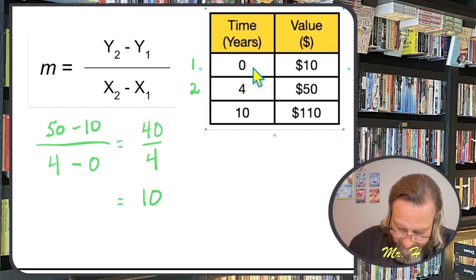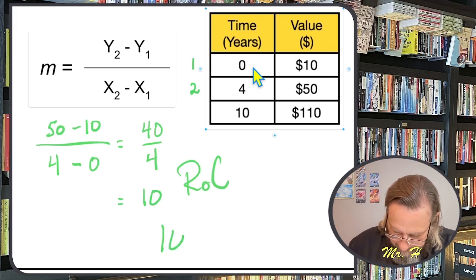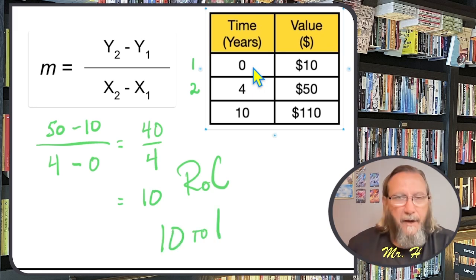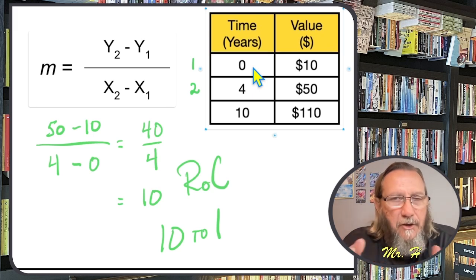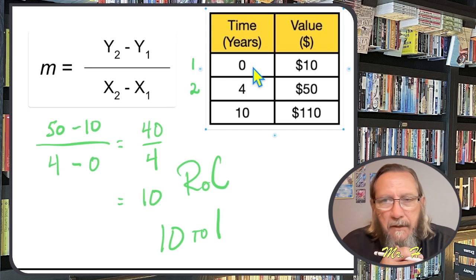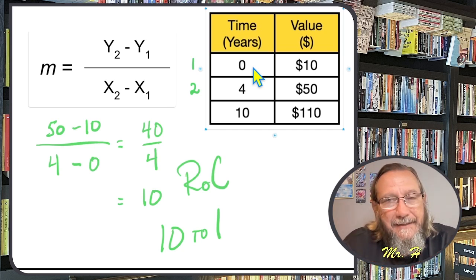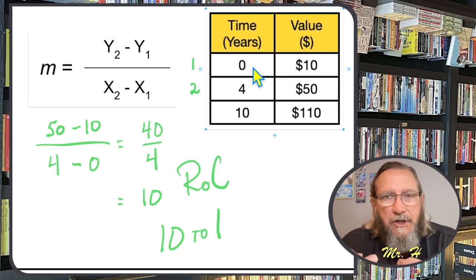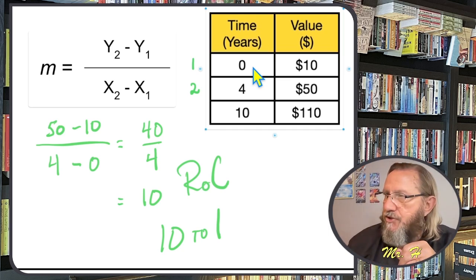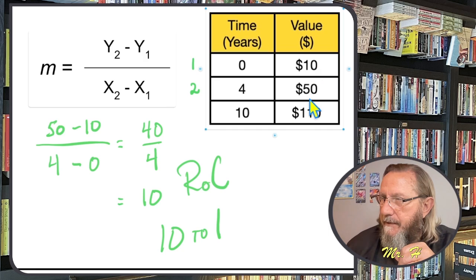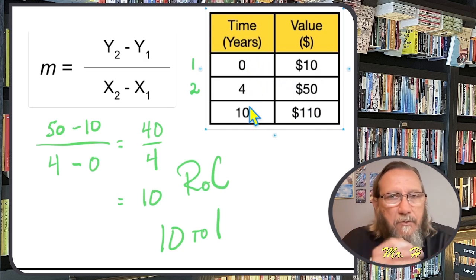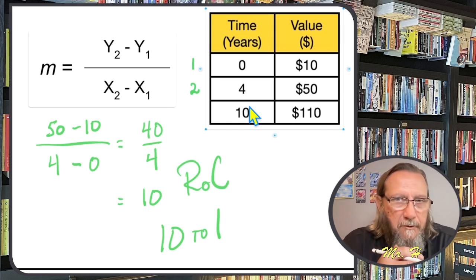So what is the rate of change? It is going to be 10 to 1. Okay, that's the slope, 10 over 1. 10 to 1 is going to be the rate of change. The money is going to be changing by 10 each time the year changes by 1. The change of the y value is 10 for every 1 year of change. That is what we're talking about for this particular problem.